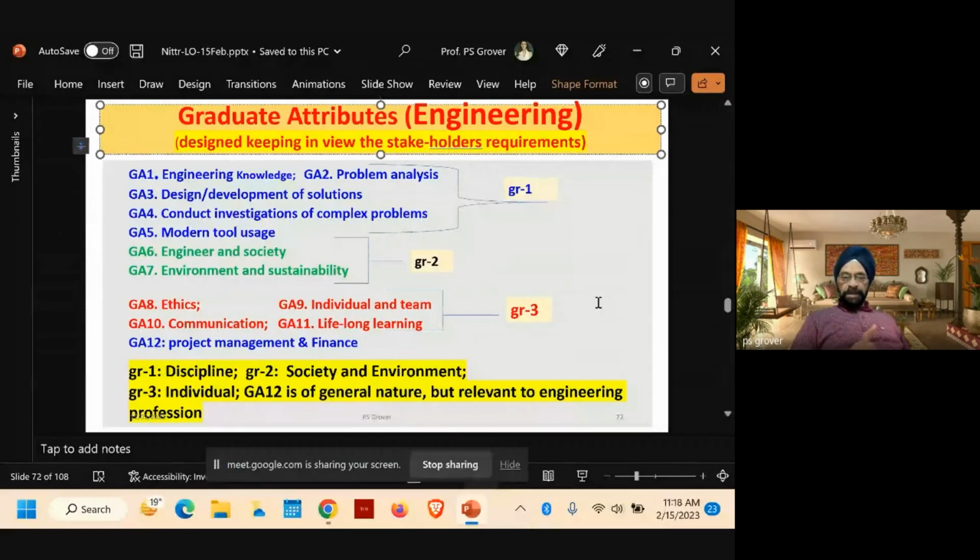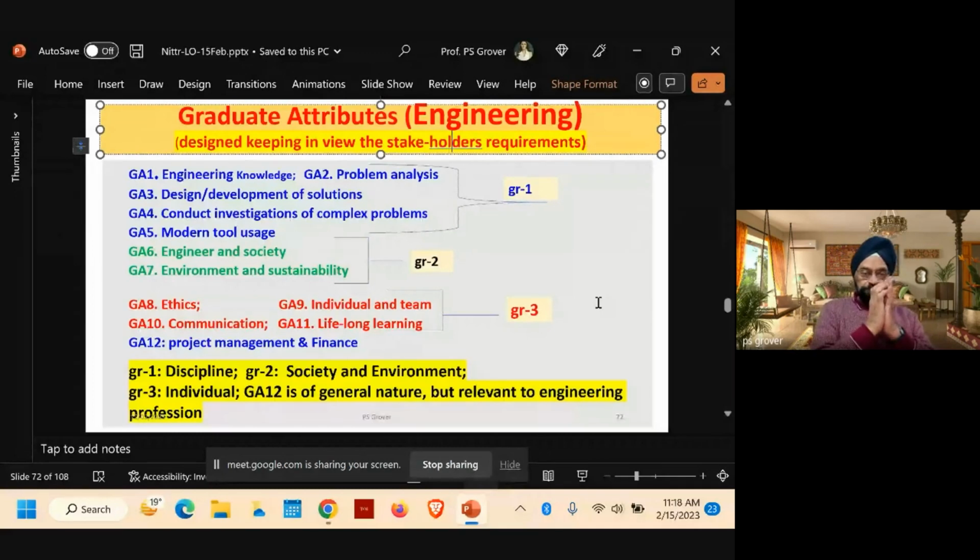See, in the BTech program, NBA specifies 12 graduate attributes. 5 of them are for the discipline. 2 are for the society. And 4 are for the individual. And 1 is just a common one, relevant to the engineering discipline. What does it indicate?